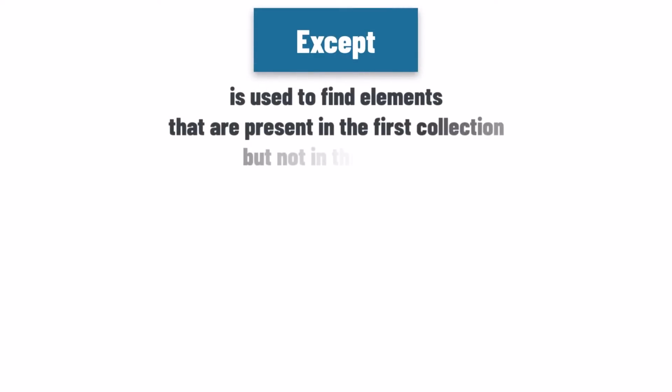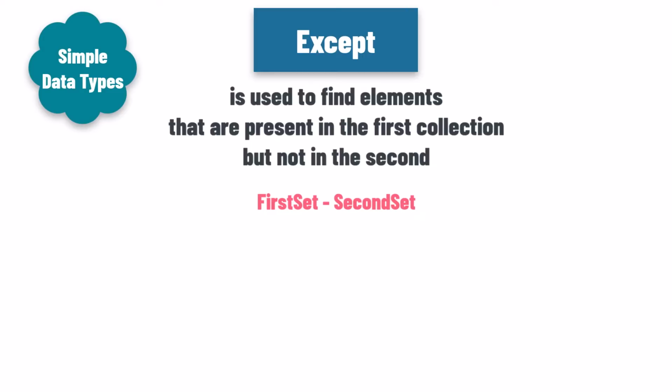As mentioned, the Except method is used to find elements that are present in the first collection but not in the second. It's like subtracting the second list from the first one. This method is ideal for simple data types, such as integers and strings. It comes with two overloads. The first one is the following, which compares elements directly. So, no need to add any expressions or parameters. We only use both sequences we want to compare.